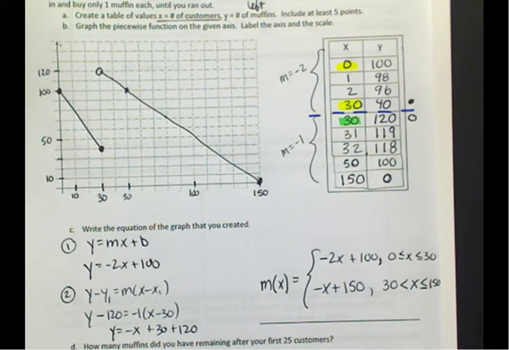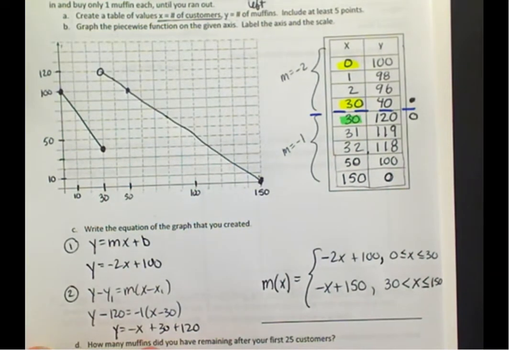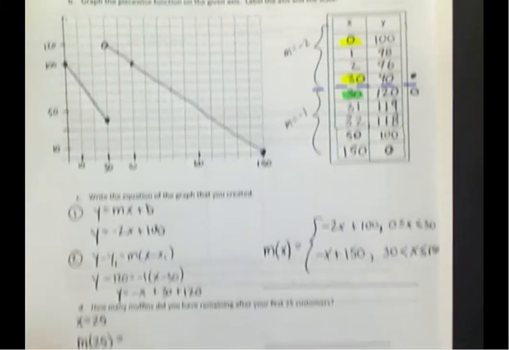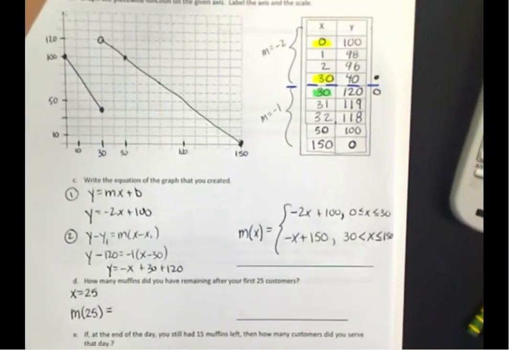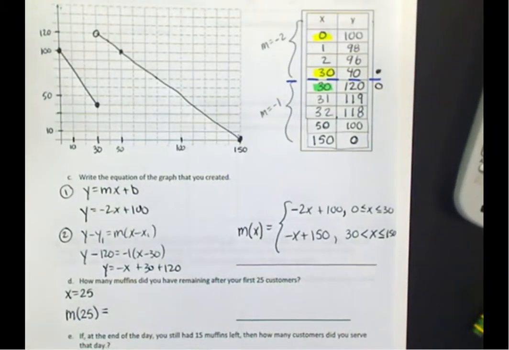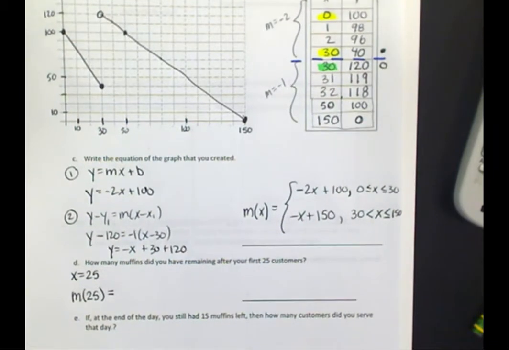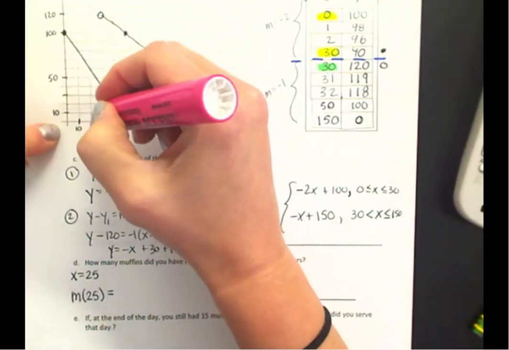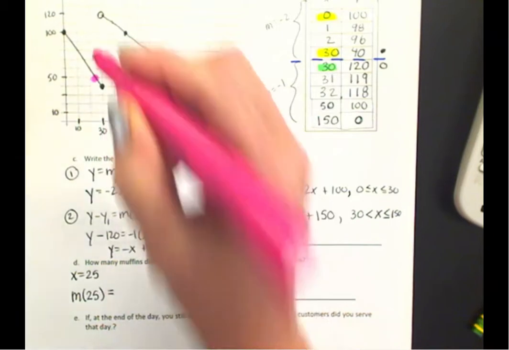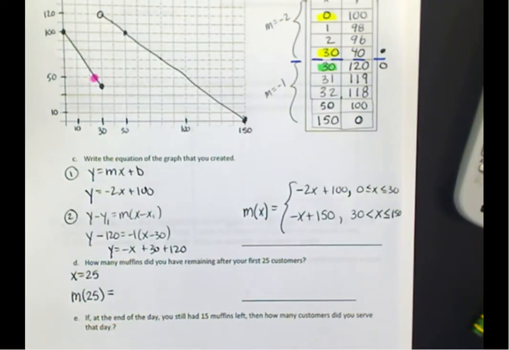Okay, let's read our questions. How many muffins did you have remaining after the first 25 customers? Okay, X equals 25. Notice they're saying when X is 25, and so I want to evaluate. I want to know which point is included. Right, put a pink dot. 25. It's on the first piece.